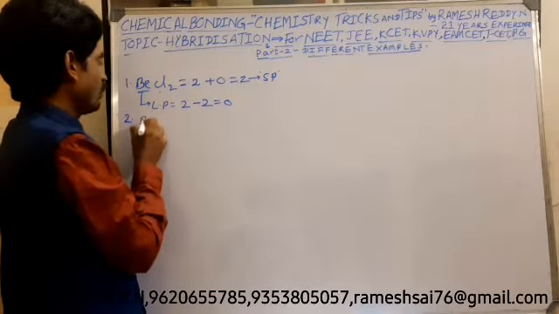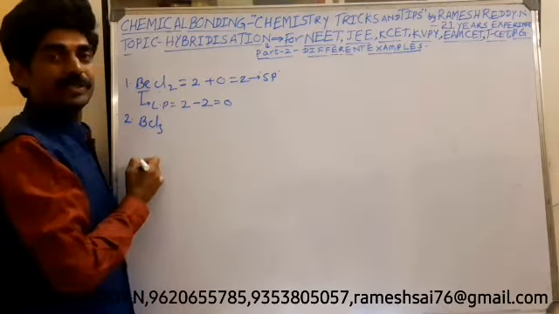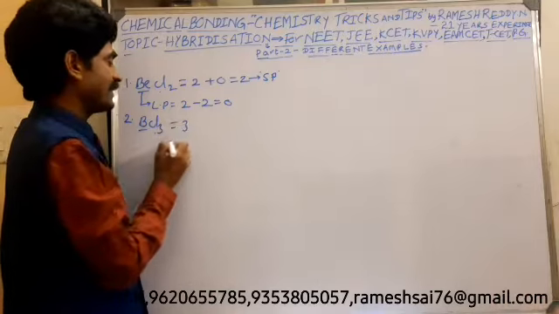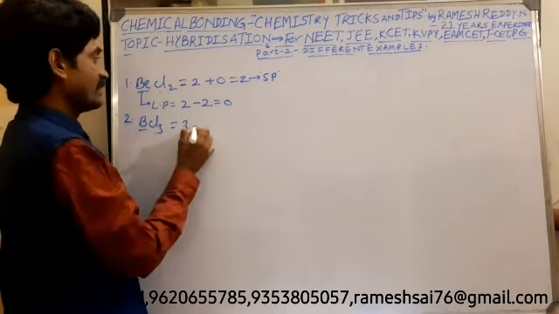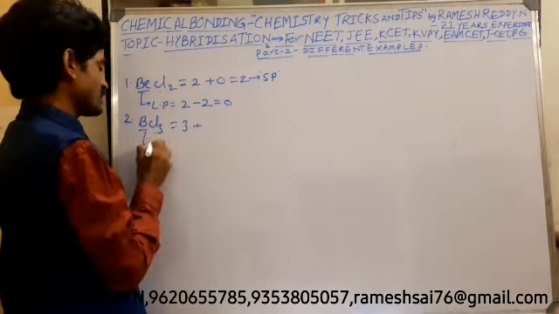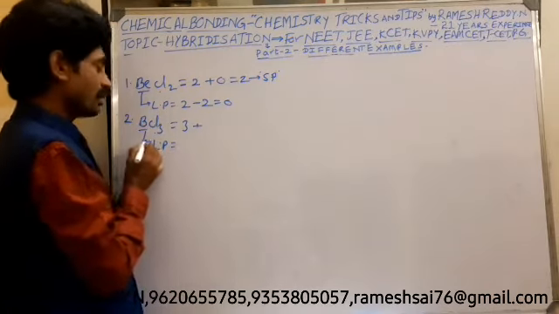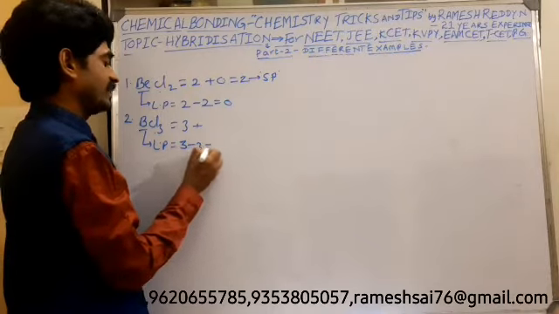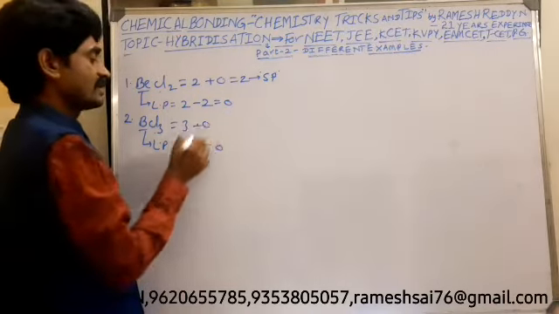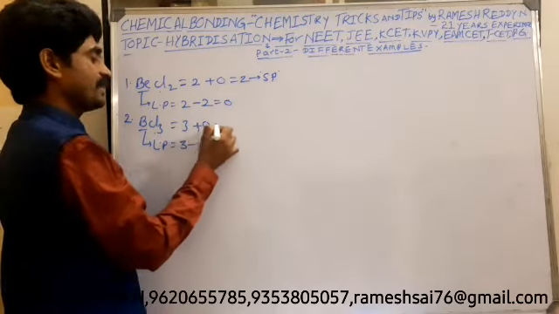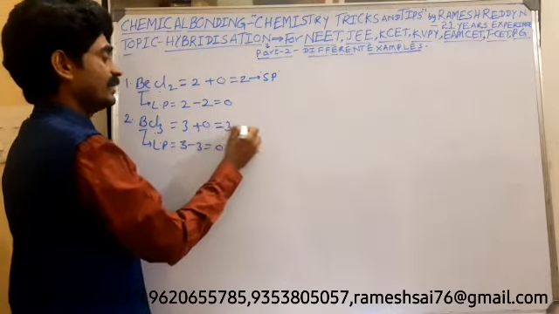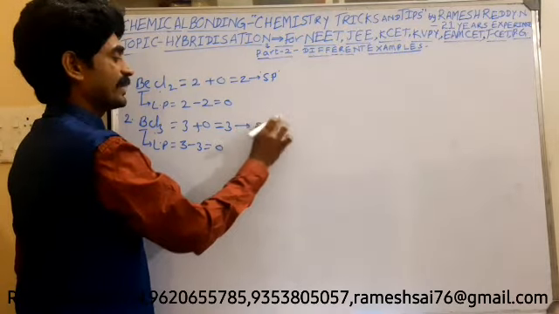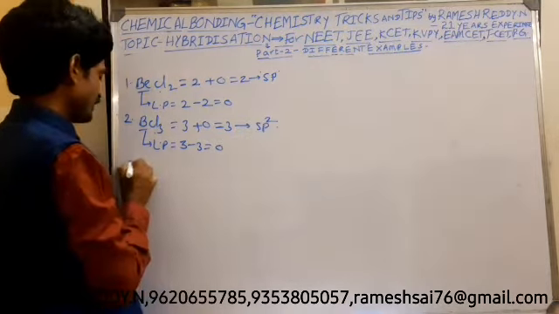Okay. Next one, boron trichloride, BCl3 molecule. In this molecule the central atom is boron, bonded atoms chlorine. How many are bonded? 3. Okay. Then the lone pairs of electrons on boron. So boron, how many valence electrons? 3. Then the number of bonded atoms is also 3. 3 minus 3, 0. That is, the value of lone pairs is 0. So 3 plus 0, that is 3. Then the molecule undergoes sp2 hybridization. sp2 hybridization. Got it.